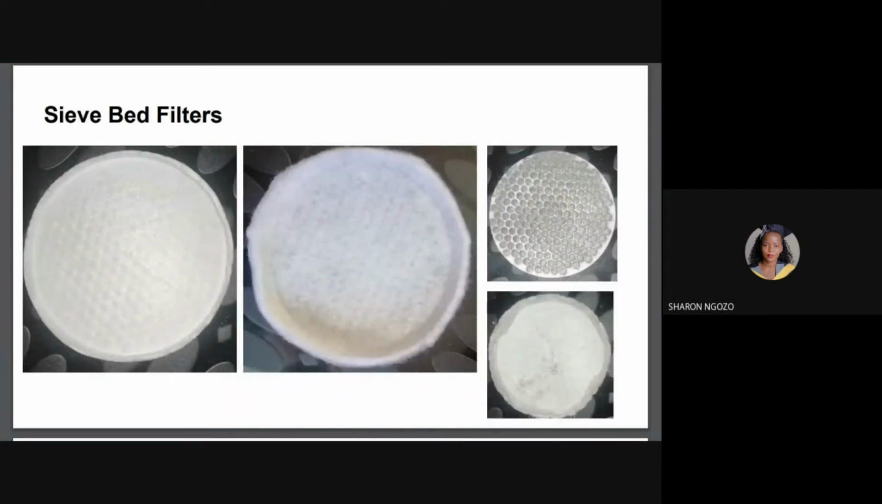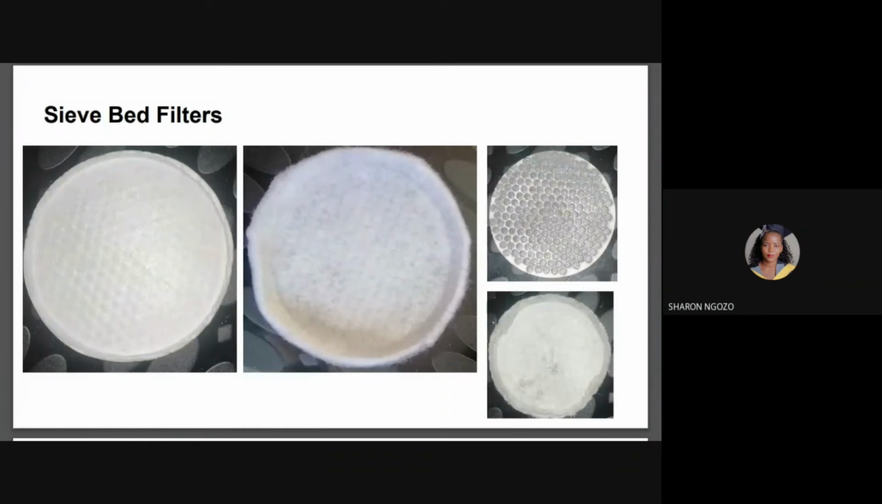And now we'll talk about the sieve bed filters. The graphics show different types of sieve bed filters. These are filters that are installed inside the sieve bed, placed on both ends of the beds. They are of different sizes based on the size of the sieve bed, and they're also made of different materials. They trap any dust particles that try to enter the sieve beds.